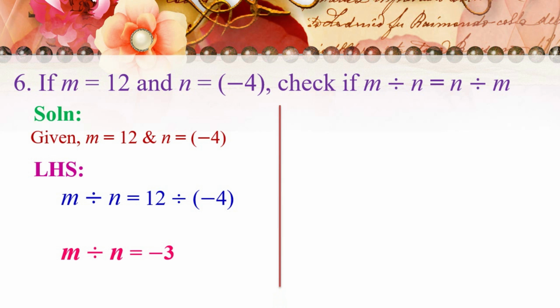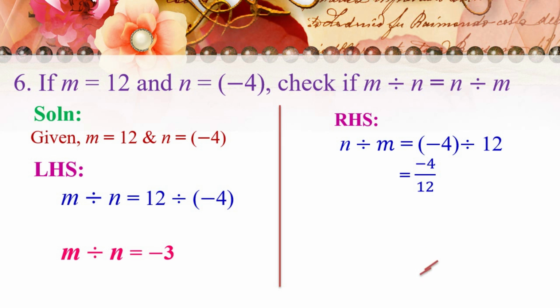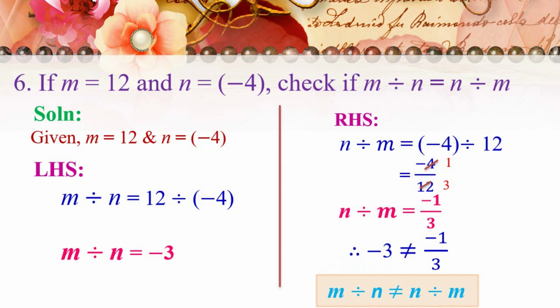Let's check RHS. n divided by m. n equal to minus 4 divided by m, 12. So, we get minus 4 divided by 12. 1 4 is 4. 3 4s are 12. Therefore, n divided by m is equal to minus 1 divided by 3. Therefore, minus 3 is not equal to minus 1 by 3. Therefore, m divided by n is not equal to n divided by m.